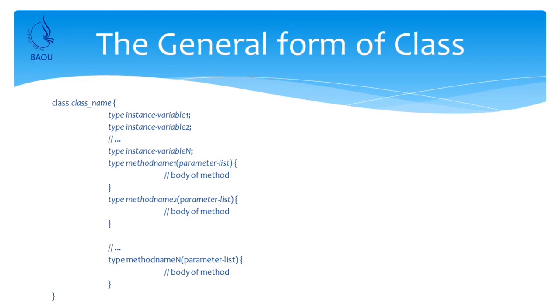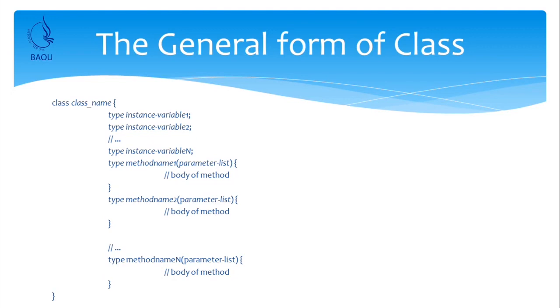Now, on screen you can see the general form of a class. Any class has a name. So, class definition starts with keyword class and then class name, and inside curly braces we define body of class. Now, each class consists of two things. One is called instance variable and another is called method of the class.